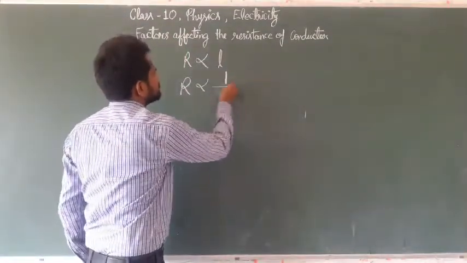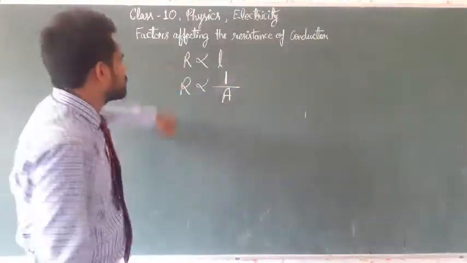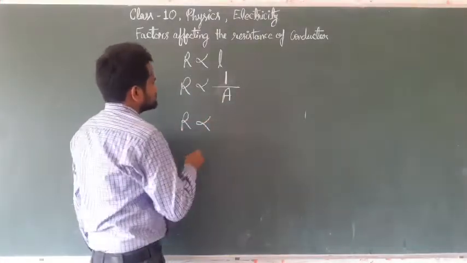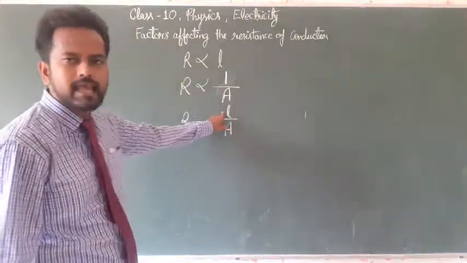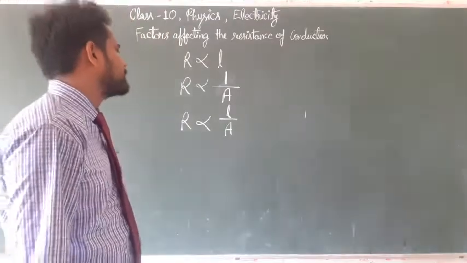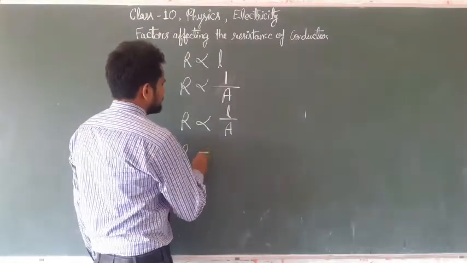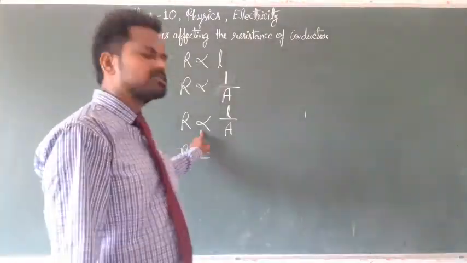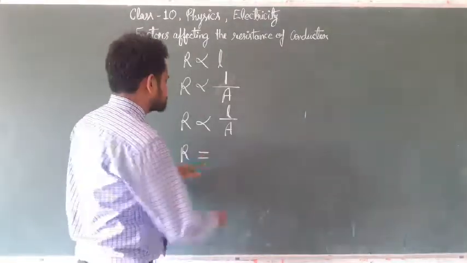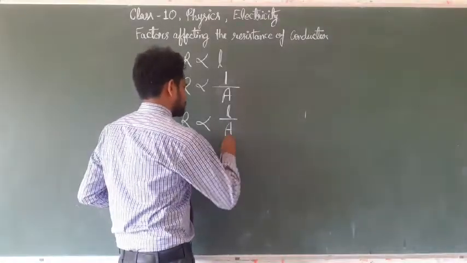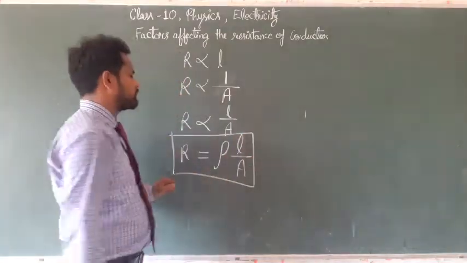Resistance is inversely proportional to the cross sectional area. If we combine these both, then we get resistance is proportional to L by A, where L is length and A is cross sectional area. If we remove this proportional sign, then the equal to sign comes and one constant also comes, that is rho. So this is the formula.